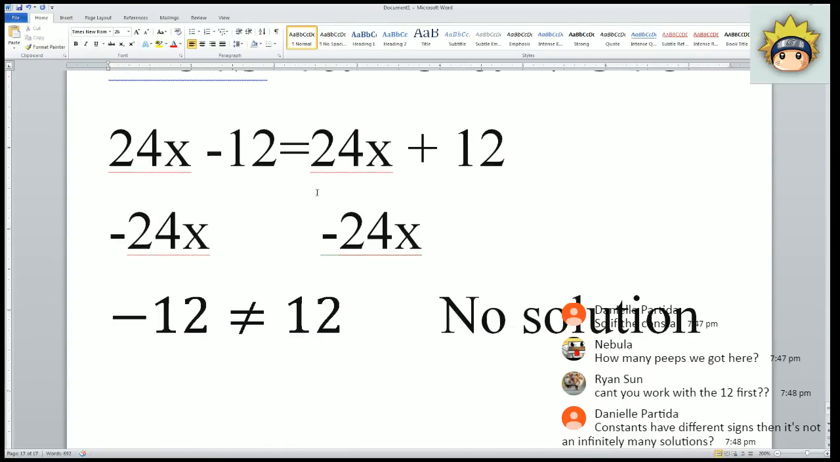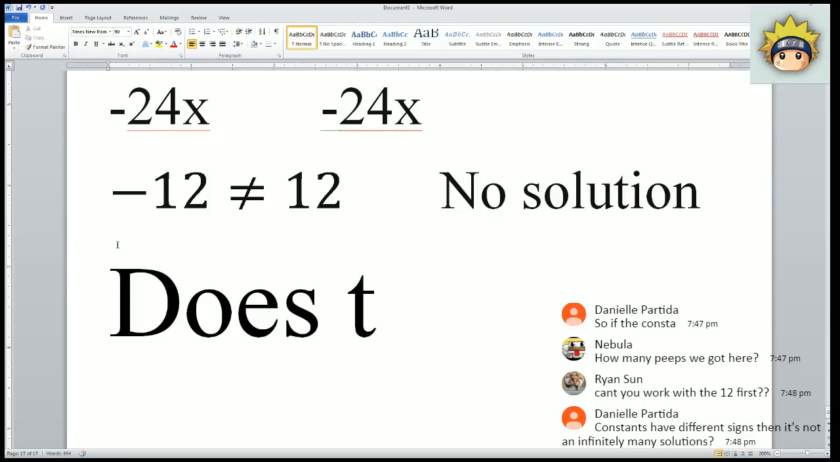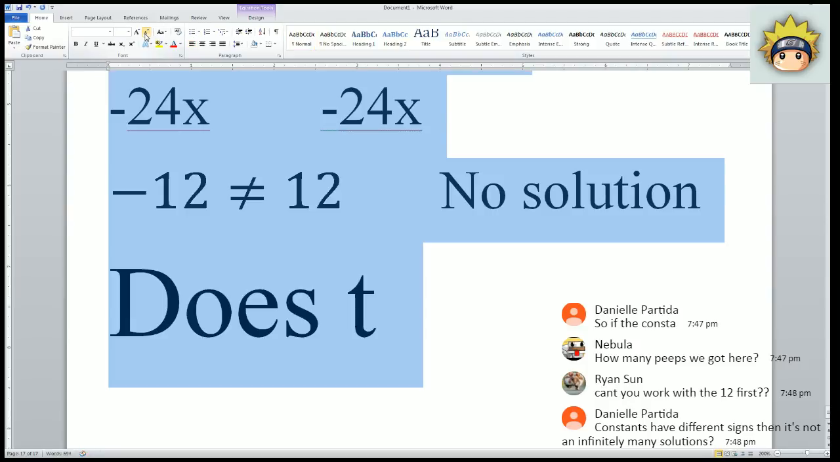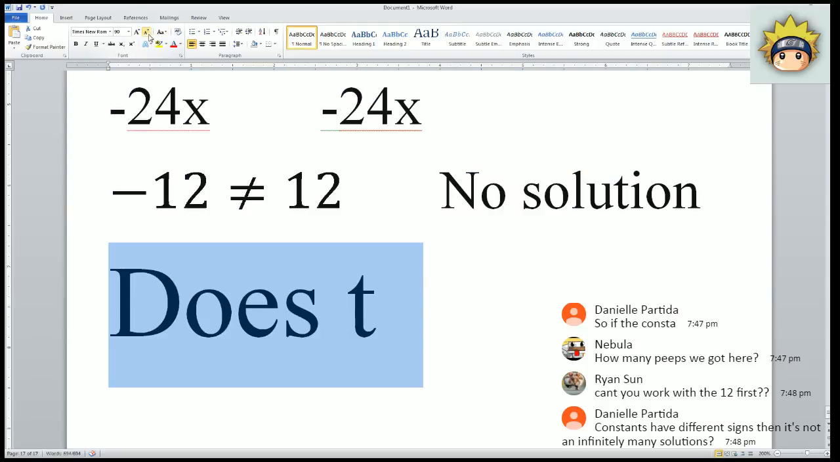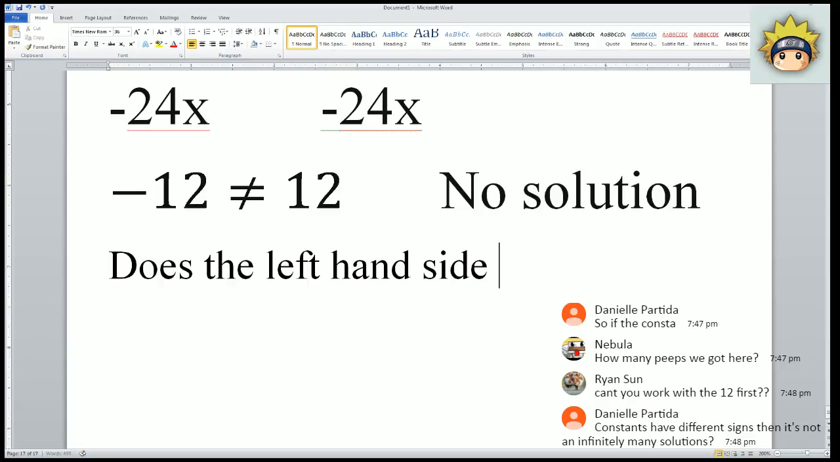What do you mean, constants? Oh my god. Okay, Danielle, you're making this too hard for yourself. Ask yourself this question: does the left hand side equal the right?